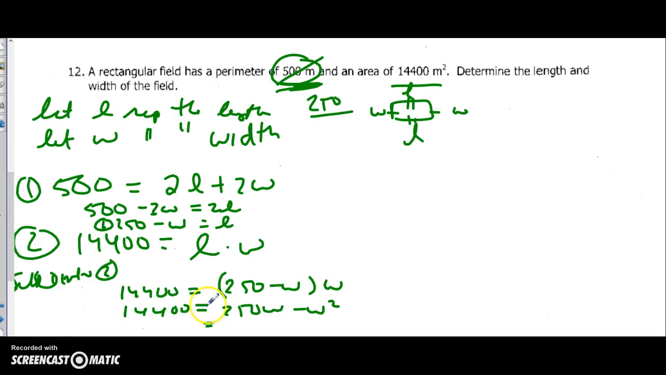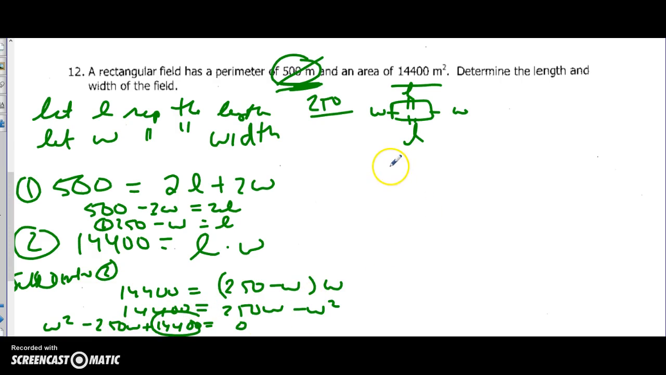Rearrange this, bring the W squared over here because it's negative on that side: W squared minus 250W plus 14,400 is equal to 0. Now I want to solve this equation here. This is a parabola. You're going to have whole numbers here, but two numbers are multiplied to 14,400 and add to minus 250. I know they're both negative, but that's a big number to deal with, right?